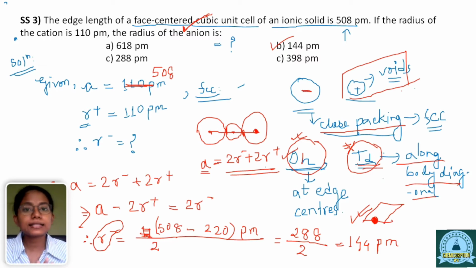We'll consider simply that they occupy the octahedral voids. Then we will move to the next problem.